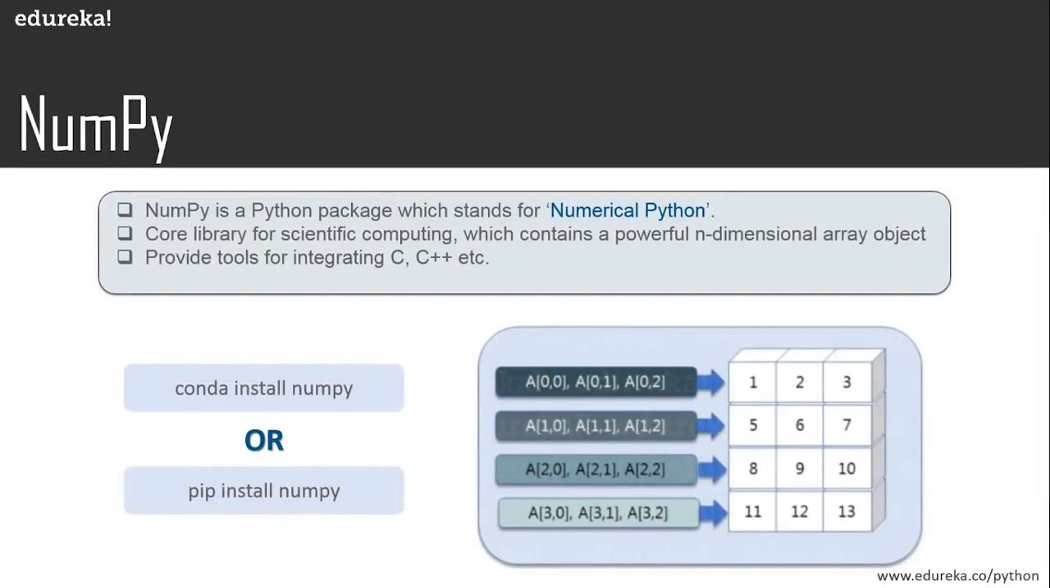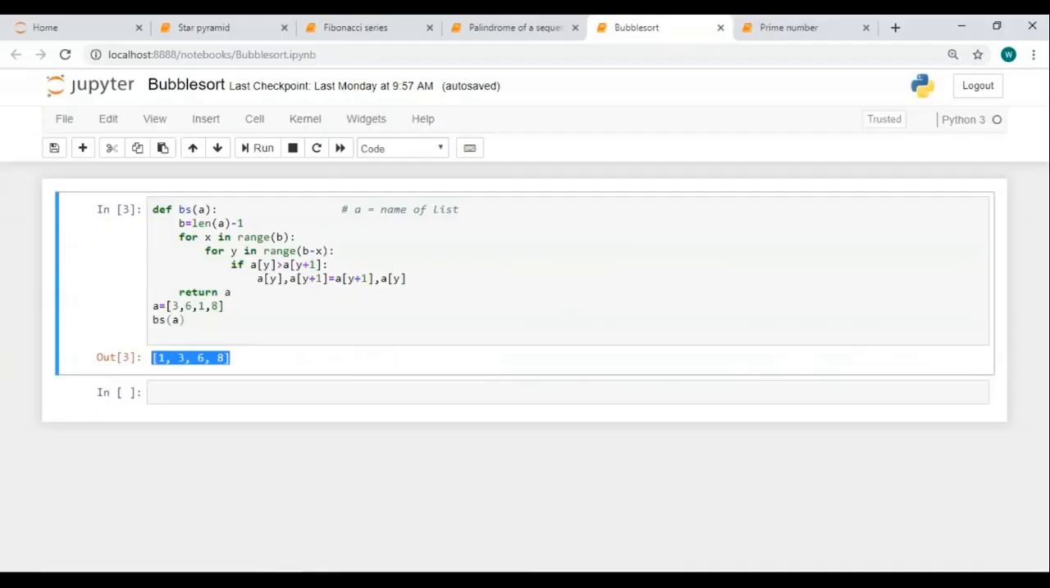So moving on towards the first library of this session. NumPy is a library for the Python programming language, adding support for large multi-dimensional arrays and matrices, along with a large collection of high-level mathematical functions to operate on these arrays. It also provides tools for integrating C and C++, etc. Now let's move on towards our Jupyter Notebook and see how you can actually use this NumPy library.